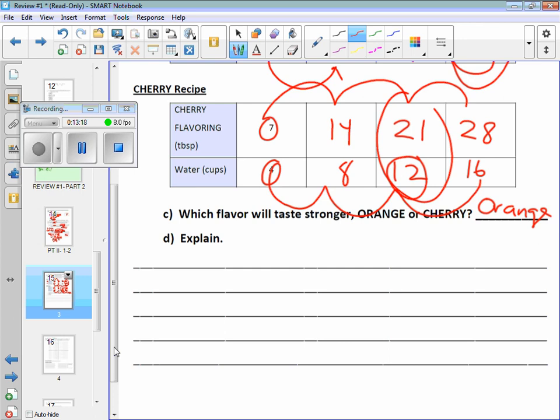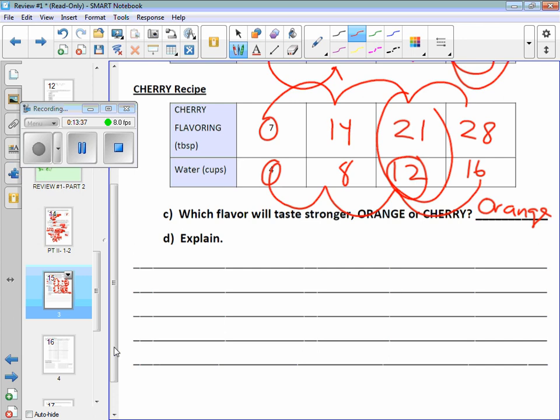I still want to mention water. When the amount of water is the same or constant, that's from science. The constant is your water, 12 and 12. You do want to mention the water being the same, that 12 cups, for full credit. I don't want when they both have 12 cups of water, orange had more flavor.